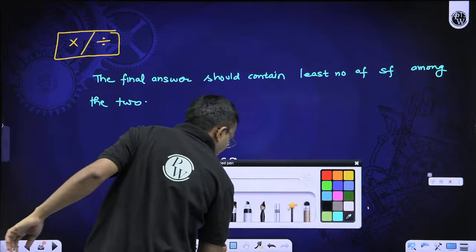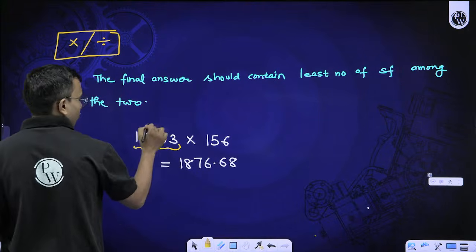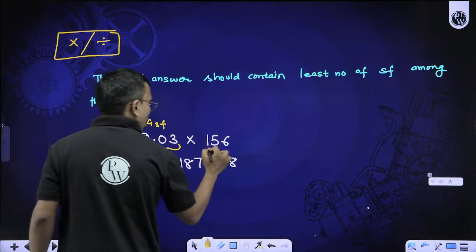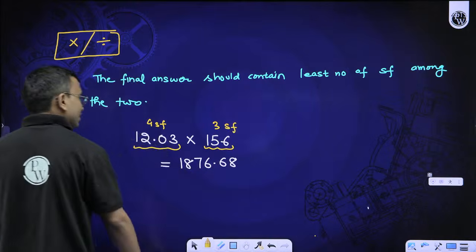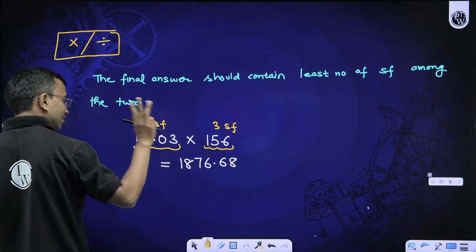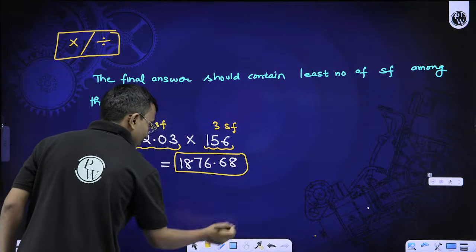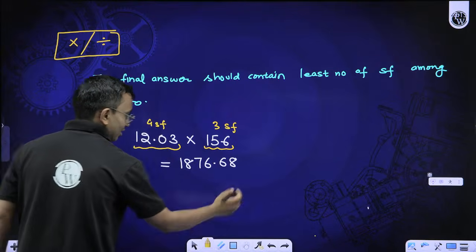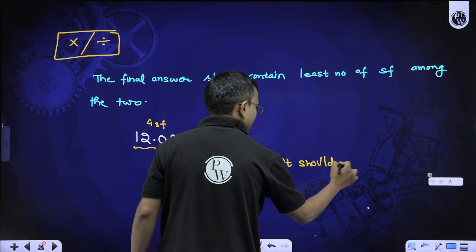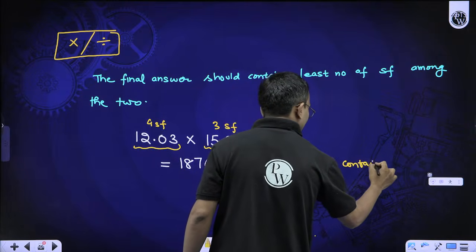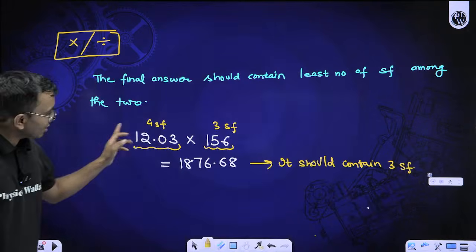Okay. Now the rule says, how many significant figures are here? 4 significant figures. How many significant figures are here? 3 significant figures. So the rule says this should contain 3 significant figures. Now it should contain, let me write here, 3 significant figures. Least among the two, 3.